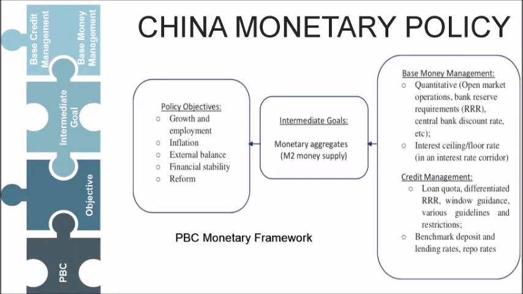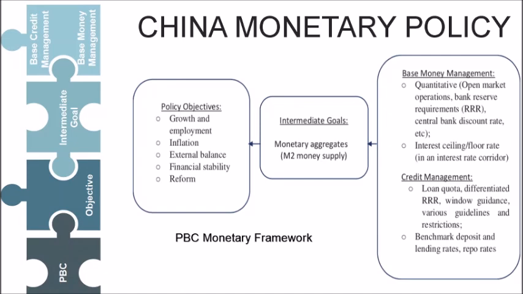Now we look at the China monetary policy. They are separated into two. One is base money management and another one is credit management. On the base money management, they use open market operation, bank reserve, and central bank discount rate. They also use interest shielding or floor rate in an interest rate corridor. On the credit management, they use loan quota, differentiation, RRR, window guidance, and various guidelines. They also use benchmark deposit and lending rates and repo rates.